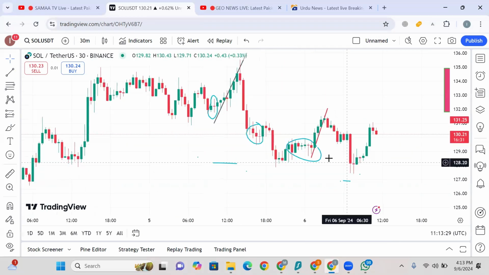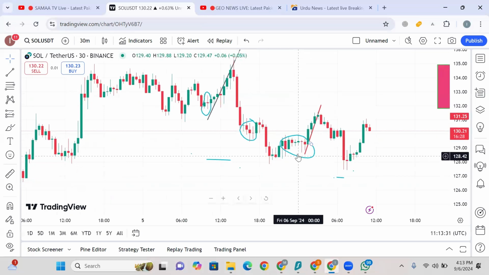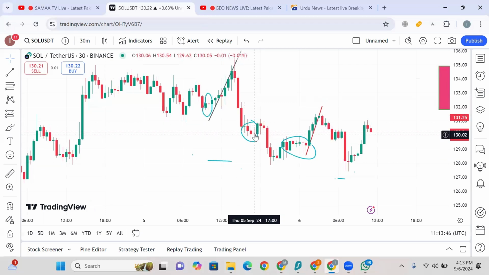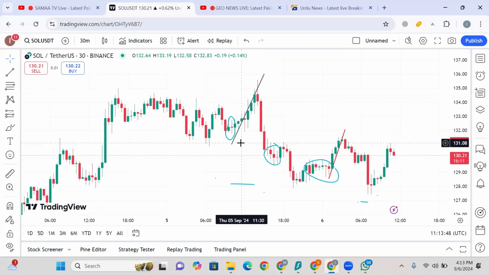I will show you three examples in which there is a tug of war between buyer and seller and the market goes upward. In the second example, there is a tug of war between buyer and seller and the market moves slightly upward, but afterwards goes downward as they fight each other. And now you can see this doji candle, the price is upward, and both buyers and sellers are confused.